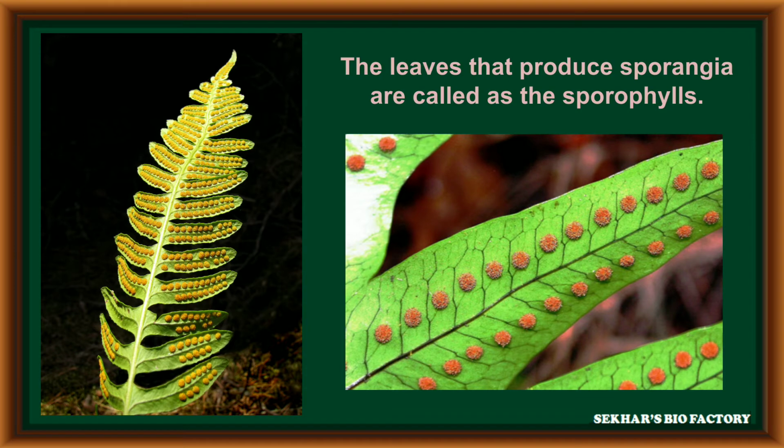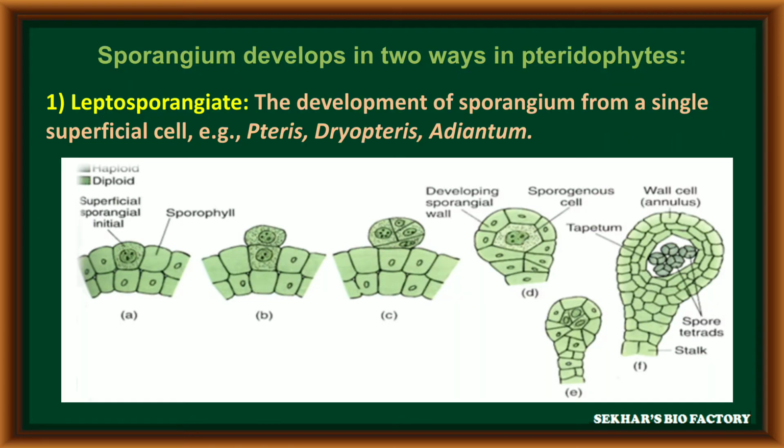trophophylls. But in pteridophytes, the leaf that can produce sporangia on the ventral side is called a sporophyll. The development of sporangium in pteridophytes may take place with the help of two methods.